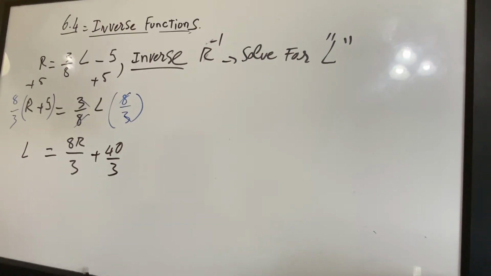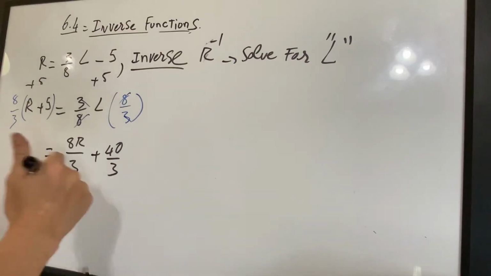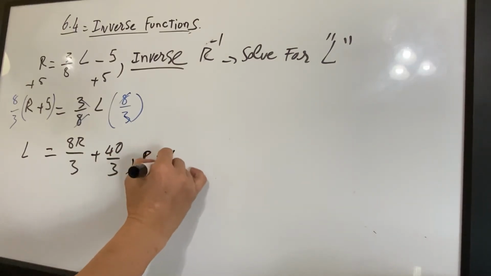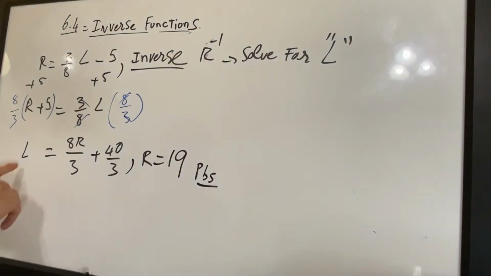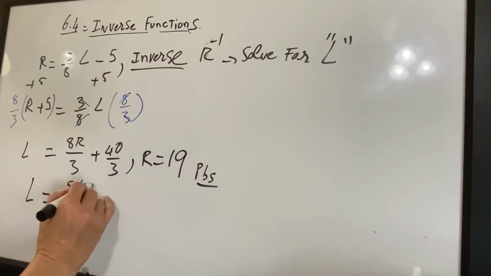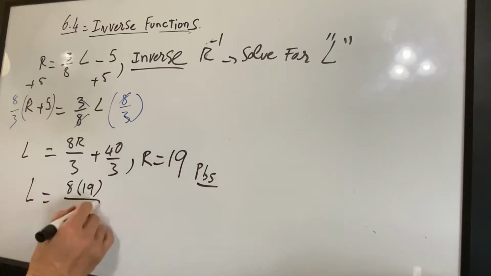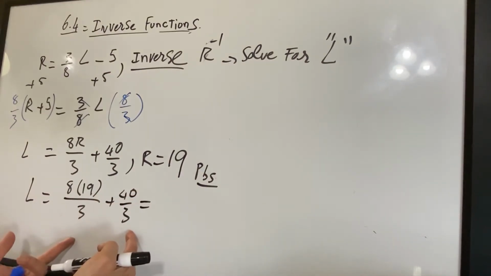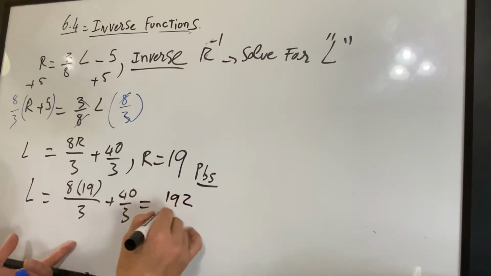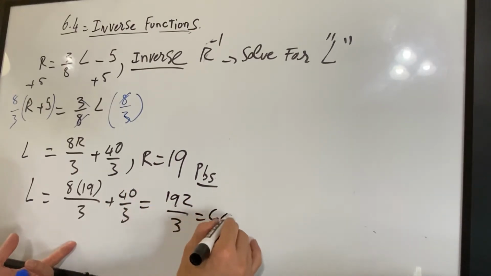The next thing they told us is, if you have 19 pounds of resistance, if R equals 19, then what is the length being stretched? If R is 19 pounds, what would the length being stretched be? Plug it in. L equals 8 times 19 over 3 plus 40 over 3. And then, guys, you are the expert for this. The outcome will be 192 over 3, which is 64.